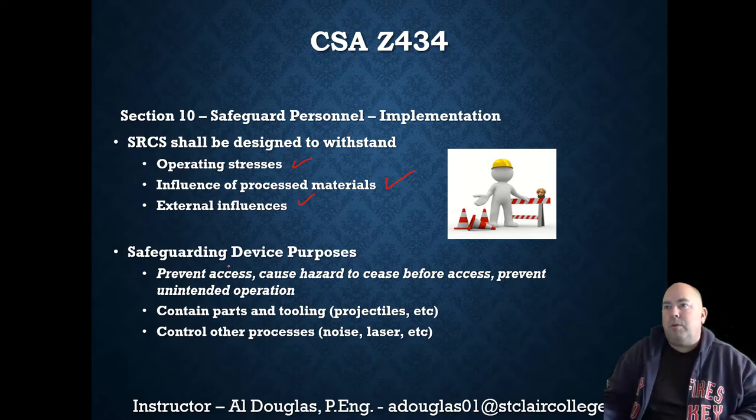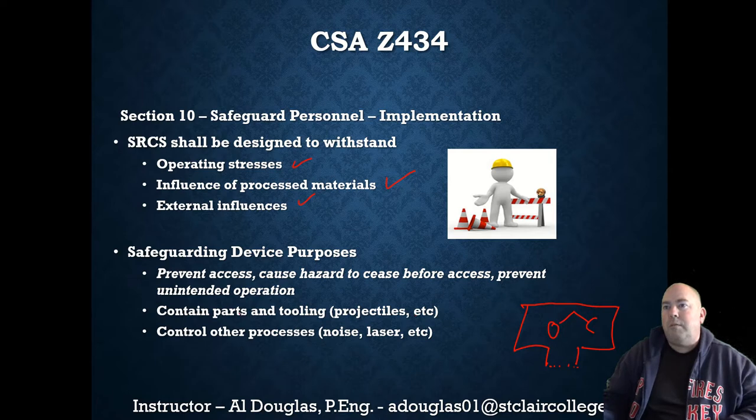Safeguarding device purposes. They should prevent access, cause hazard to cease before access, and prevent unintended operation. So if you have a cell like this, you should have something like a light curtain here that prevents access. That's what that's saying. Cease operation before you're in there.